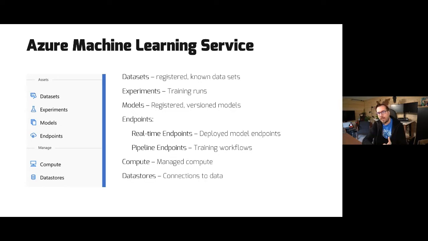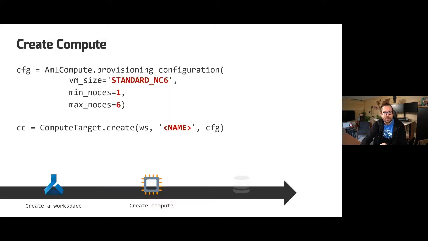Finally, we have data stores, where you manage the connections to where your data is. So it doesn't actually have the data. It manages the connections to your blob storage, to your SQL servers, to your data lake. And all those secrets are safely stored in an Azure Key Vault. So in your code you can use a reference to the data store, and we actually don't have to have secrets in our code. That is really nice.